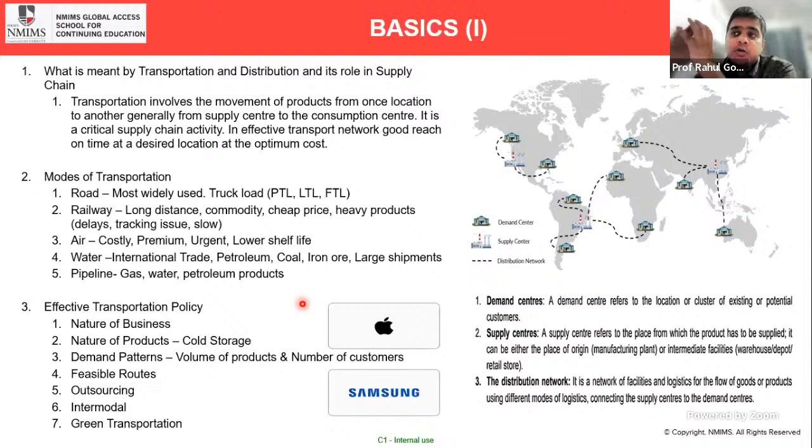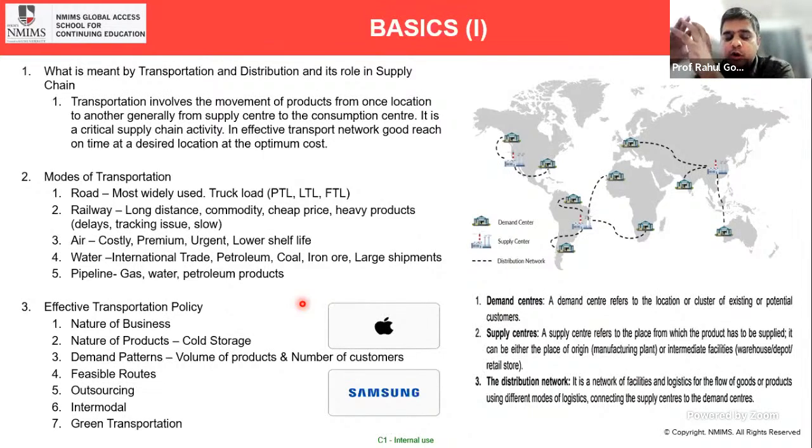But there are also very niche products where pipeline is used, right? For example, gas, petroleum products, water, which are being transported in cities, in states, through pipelines, right? So depending on what products you are dealing with, what is the criticality, the nature of your business, you can design or formulate your transportation strategy. But the transportation strategy is all about creating that smooth network which ensures the seamless flow of goods and services from supply centers to demand centers, right?